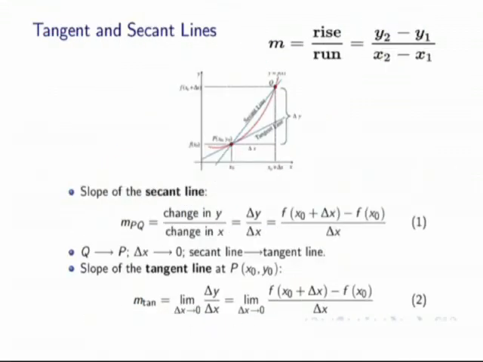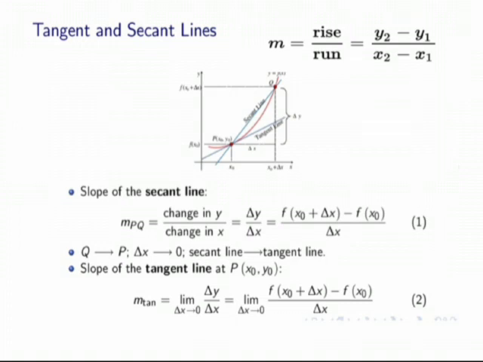From the figure, when the secant line PQ is moved to the right, the point Q approaches the point P, and the value of delta x becomes very, very small. Delta x becomes smaller and smaller. The point Q approaches P and the secant line PQ approaches a line called the tangent to the curve at P. Therefore, the slope of the tangent line at P is equal to the limit as delta x tends to 0 of delta y by delta x.